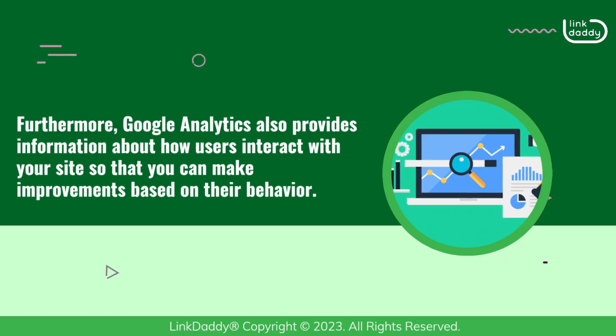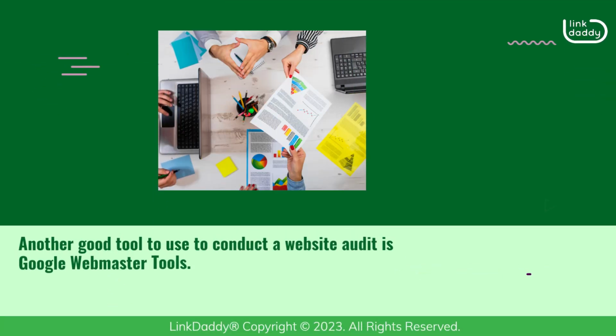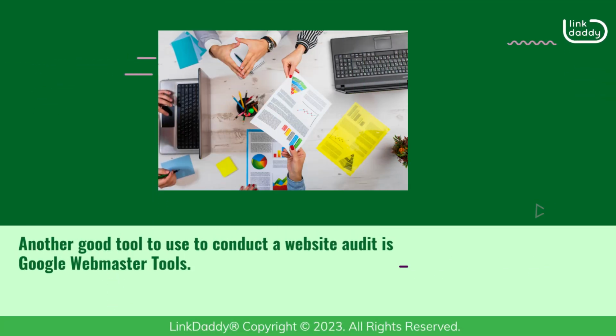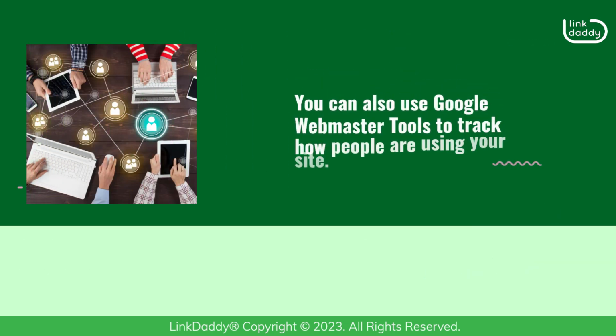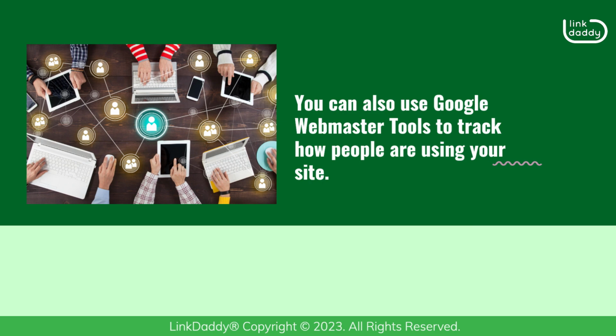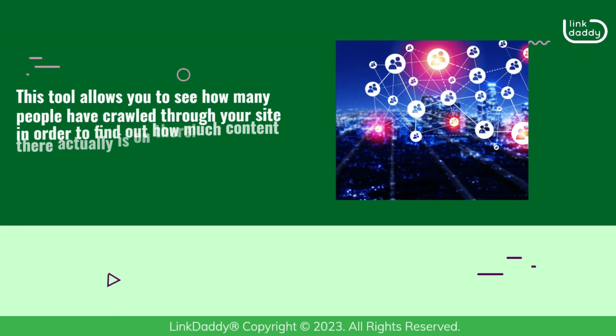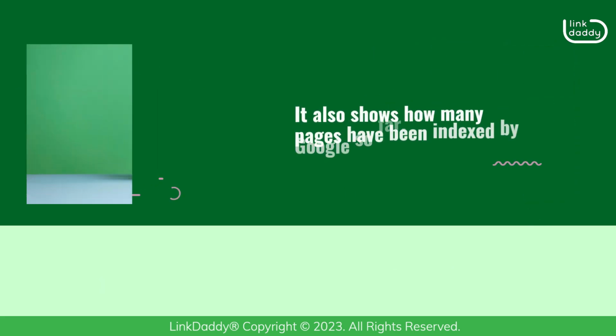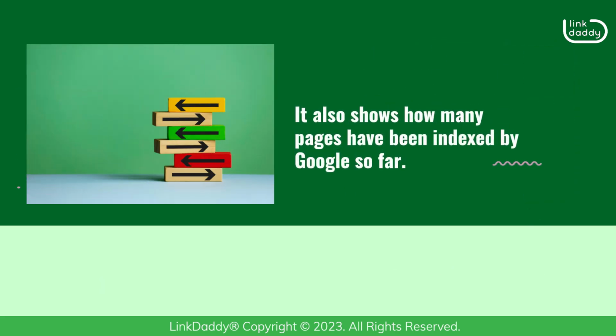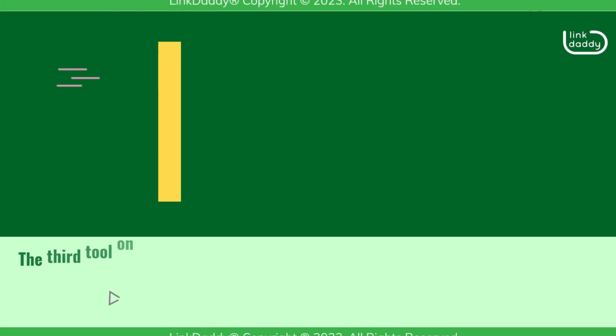on their behavior. Another good tool to use to conduct a website audit is Google Webmaster Tools. You can also use Google Webmaster Tools to track how people are using your site. This tool allows you to see how many people have crawled through your site in order to find out how much content there actually is on there. It also shows how many pages have been indexed by Google so far.